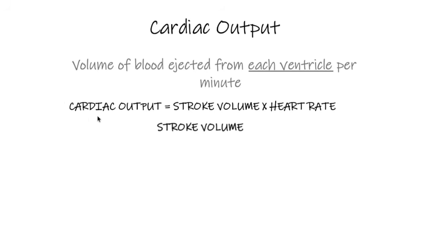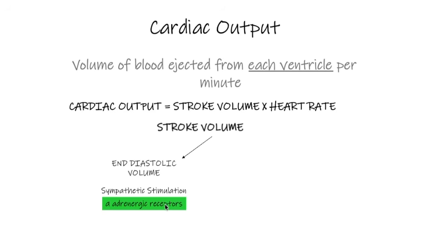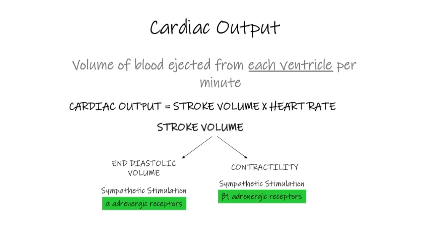So if we want to look at how we modulate or regulate cardiac output, we can do so by affecting stroke volume. So if we want to change cardiac output, we can do so by sympathetic stimulation. Sympathetic stimulation of the veins would increase end-diastolic volume, which would increase stroke volume. We could change contractility, and that would be achieved by sympathetic stimulation of beta-1 receptors on the ventricular muscle.